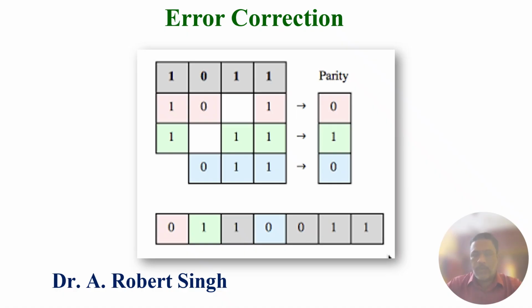These codes usually work well for single bit errors but not for burst errors. One of the most common methods used for this purpose is Hamming code, which we will learn about next.